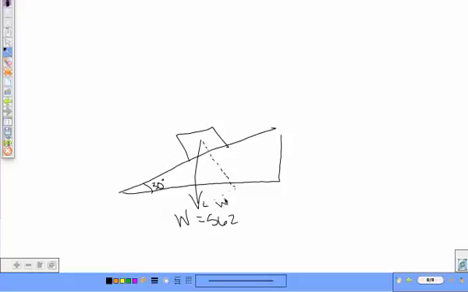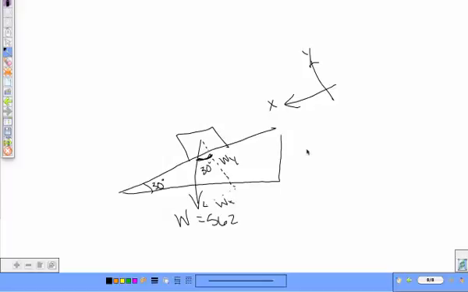So this would be Wx and Wy because we've flipped our axes. So we have x here and y here. So they want to know Wx and Wy. What is this angle right here? 30 also, right? These two angles are equal to each other.